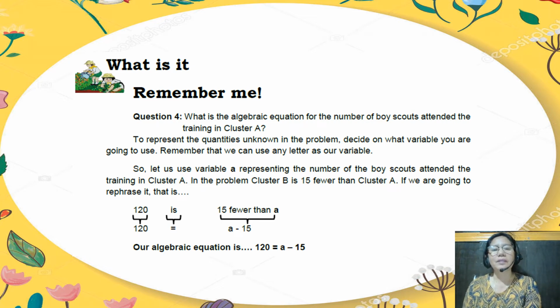In the problem, Cluster B is 15 fewer than Cluster A. So if we rephrase, 120 is 15 fewer than A. So it is 120 is equal to A minus 15. So our algebraic equation therefore is 120 is equal to A minus 15.